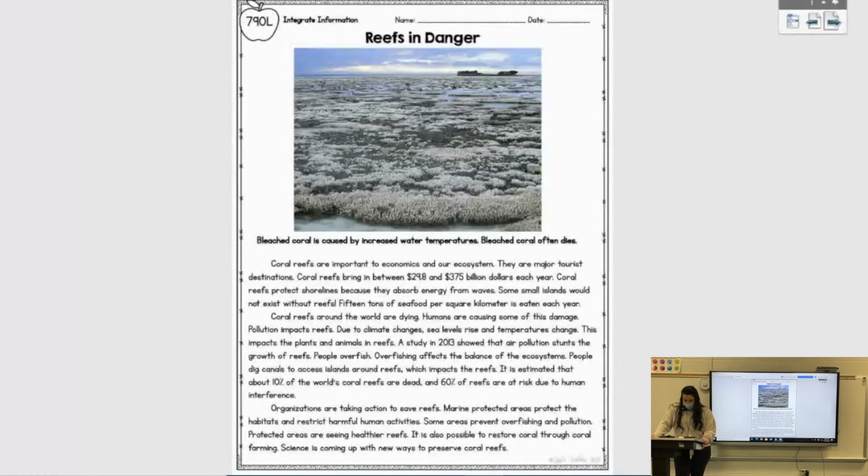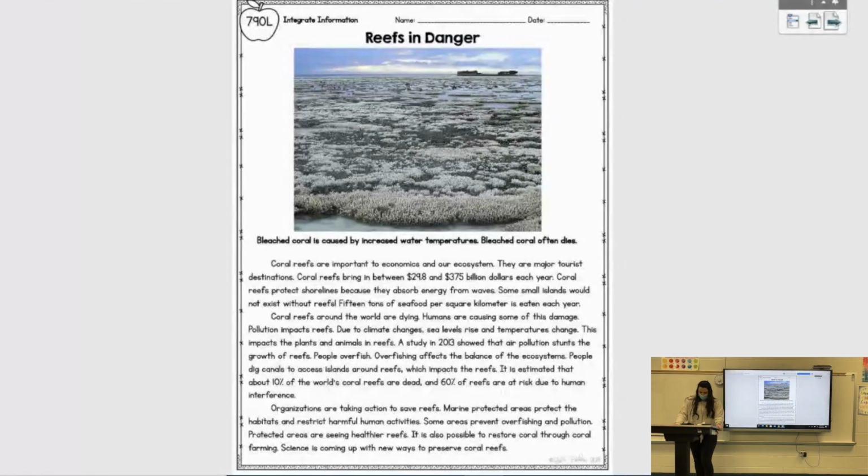People dig canals to access islands around reefs, which impacts the reefs. It is estimated that about 10% of the world's coral reefs are dead, and 60% of reefs are at risk due to human interference. Organizations are taking action to save reefs. Marine protected areas protect the habitats and restrict harmful human activities.